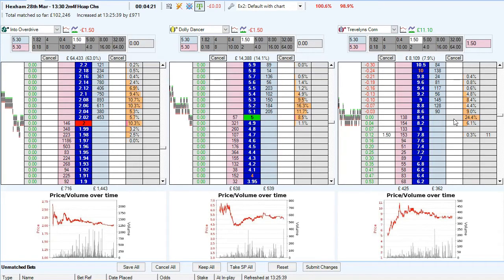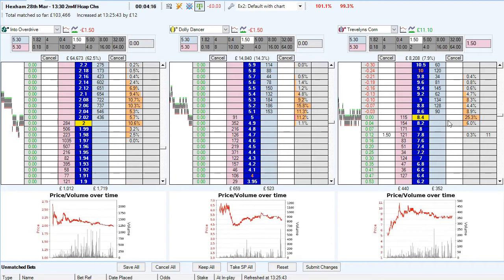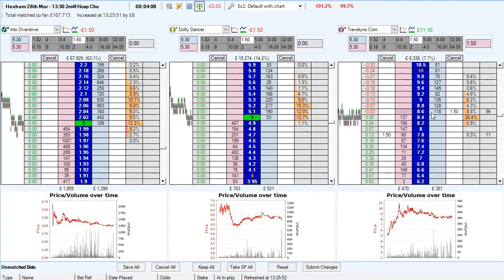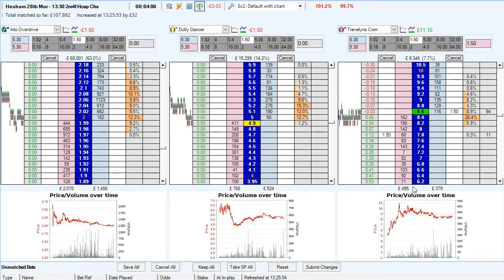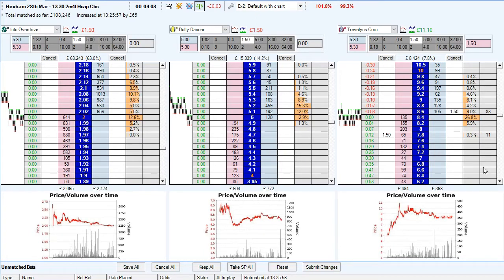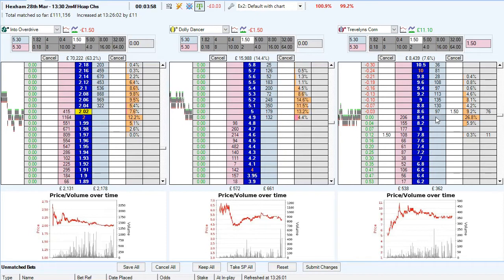Then we can decide whether we're going to wait or whether we're going to go. I'll probably go in, because this one is literally not doing much at all, going from there to there. So I'll put 150 in there and see if I can get matched here, and then we'll see what happens after that. If I get matched, it could mean that the price is going up. You can see the money coming in on this side.